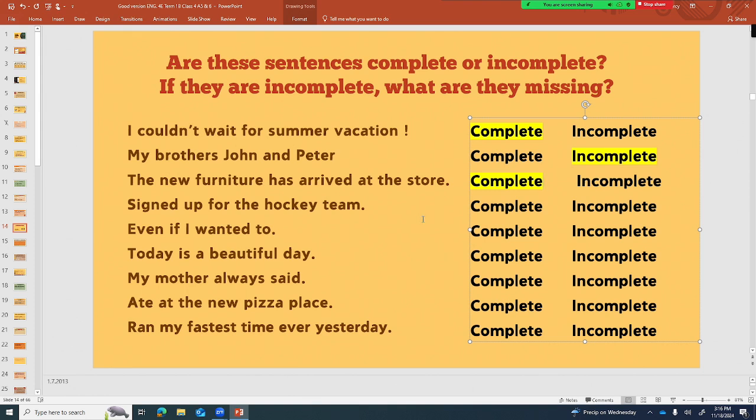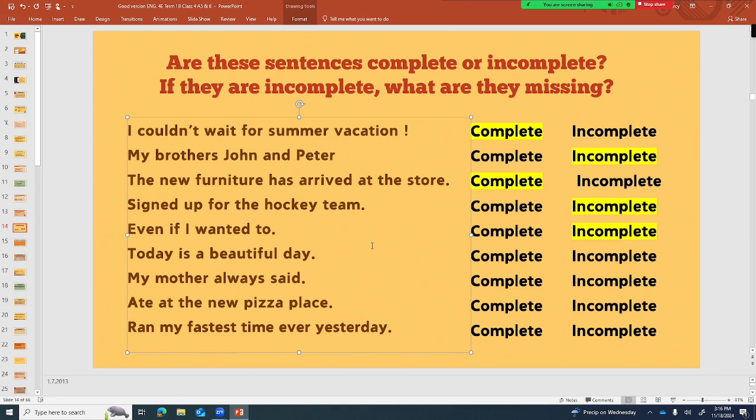Signed up for the hockey team. Well, I don't know who signed up for the hockey team. Is it a guy, a girl, the grade 5s? I'm not sure. It's incomplete because you haven't told me who or what, my subject. Okay, that does not express a complete thought. There's a second half to that sentence that hasn't been stated.